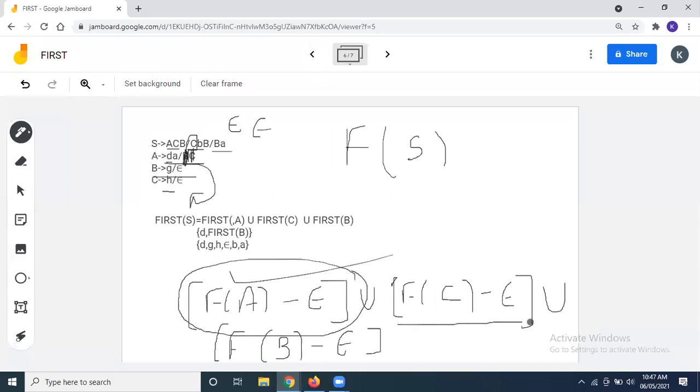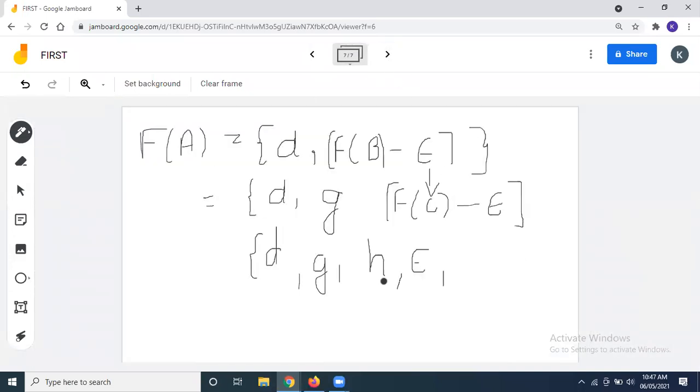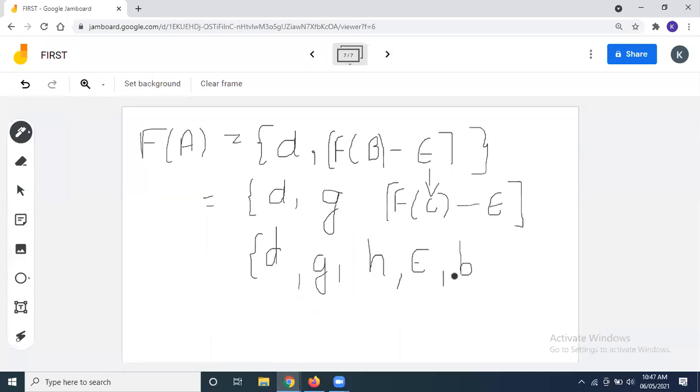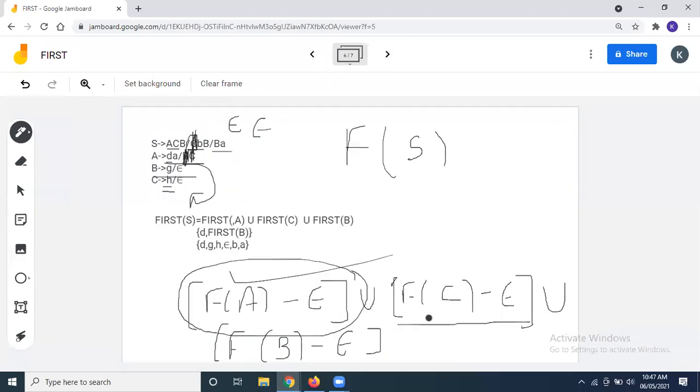Next we have to find first of C. First of C is H, but that is already included here. And we also know that C derives epsilon, so this has to be removed from here. When I remove this C, the immediate symbol we have there now is terminal B. So write that directly, terminal B. Now we have seen first of C.